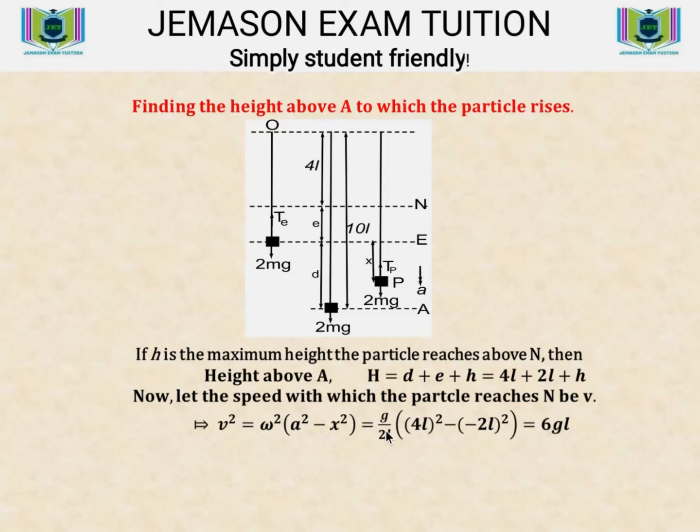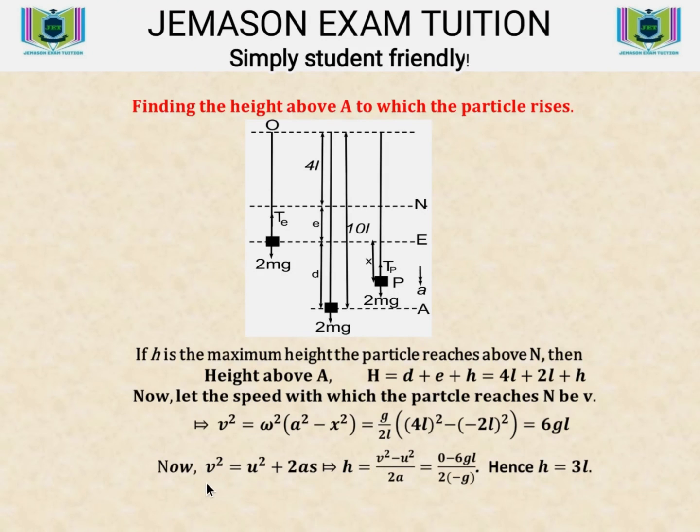Now omega squared was determined in the previous part as g over 2L into the amplitude, which is 4L all squared, minus the displacement at N, which is negative 2L all squared. Expanding and simplifying, we have that v squared equals 6gL. It should be noted again that this 6gL is the square of the initial speed with which the particle will start rising into the air after going beyond N.